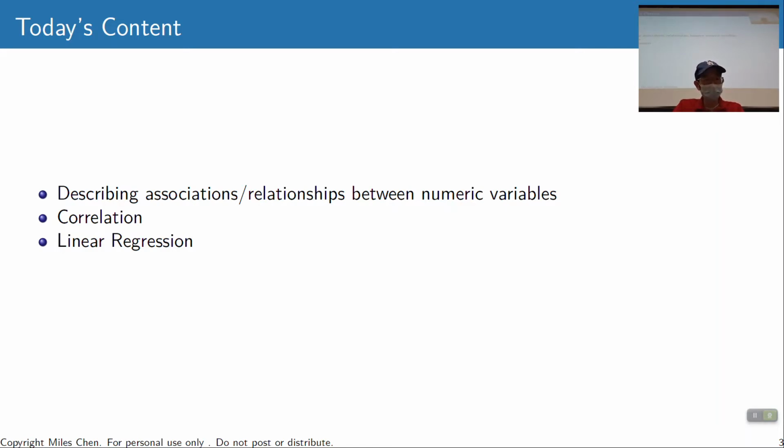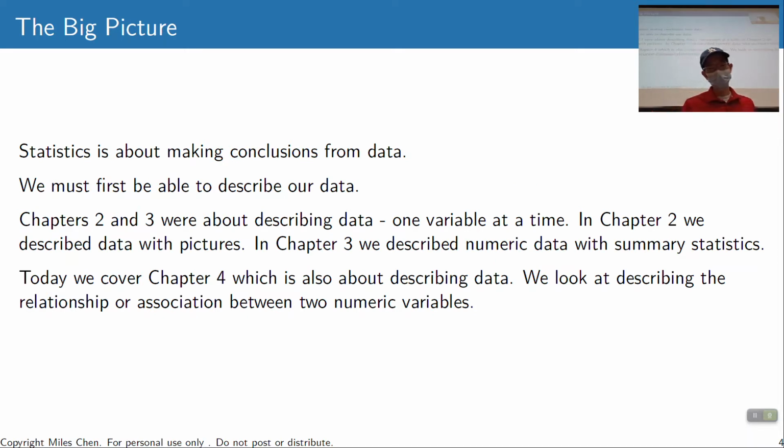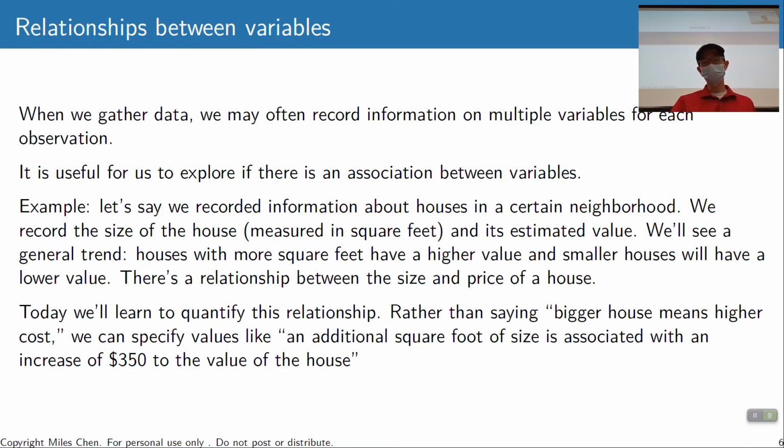And what we will be doing today is looking at describing relationships or associations between numeric variables. In particular, we'll look at the correlation and linear regression as a way to describe that, okay? And so, this is what this slide basically says. Chapters 2 and 3 were about describing the data. And in chapter 4, we're also describing data, but we're describing relationships between variables.